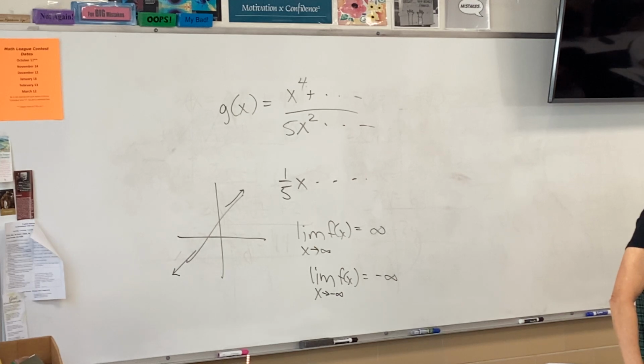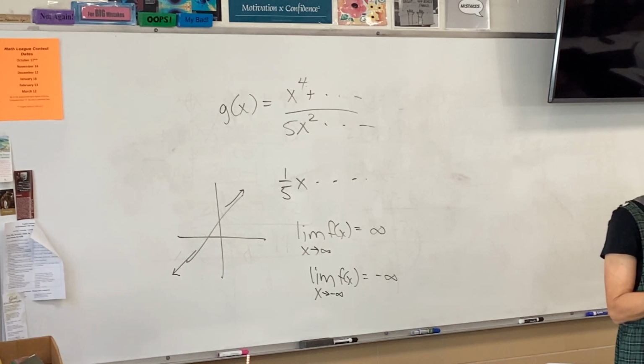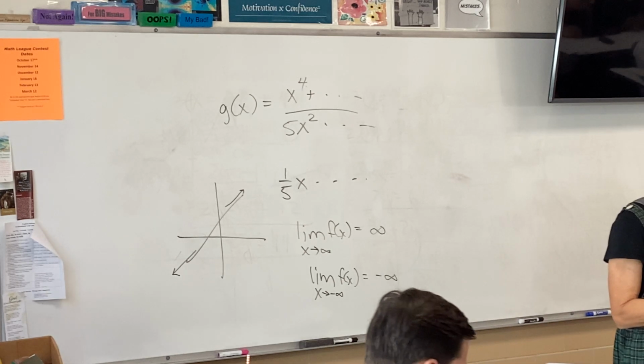No. Not horizontal and actually not slant either, right? So we've talked about these non-slant asymptotes. This course does not go into that. That's just extra information for you guys because you're brilliant. Okay, number 10, write limit statements for the end behavior.